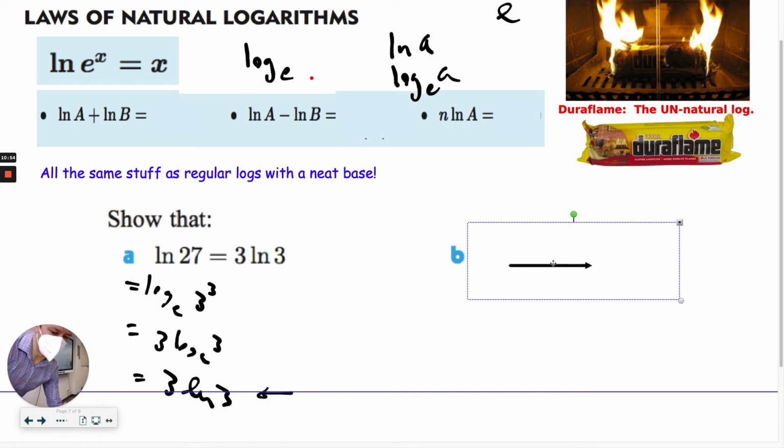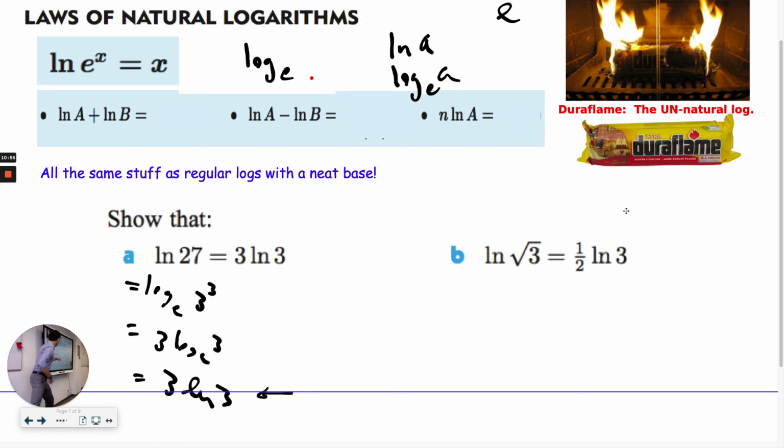You try that same thing with this one. Show that that is really true. So take the left-hand side and see if you can change it, and eventually turn it into that.